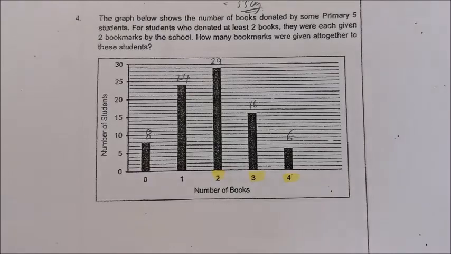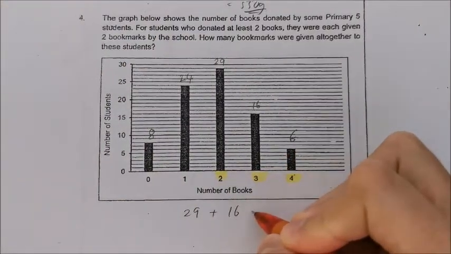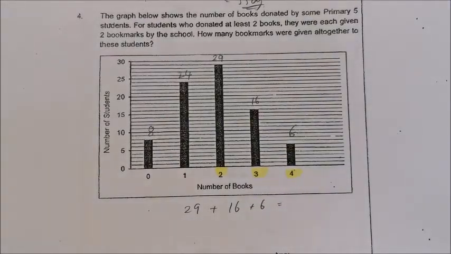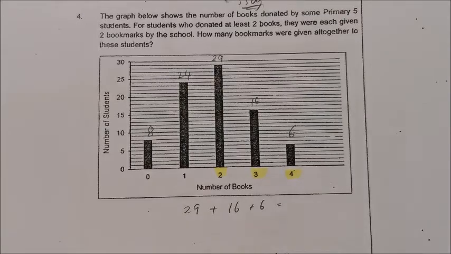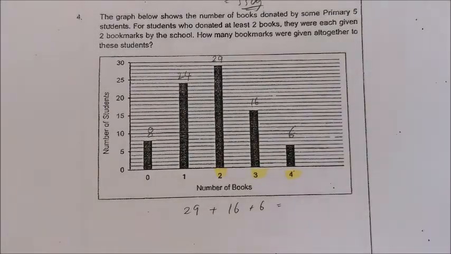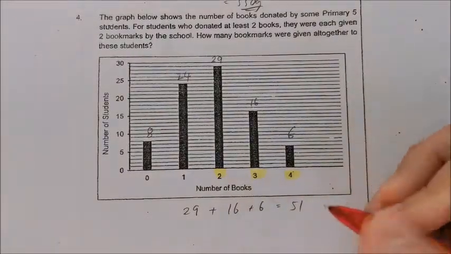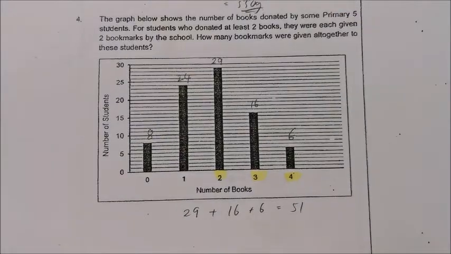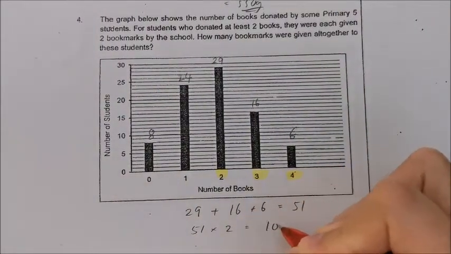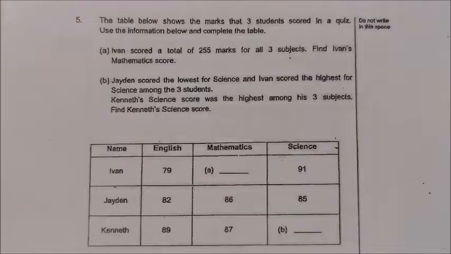Okay, that will be 29 plus 16 plus 6. That will give us, in this case, let me just recalculate, 51. Okay, 51 students donated at least two books. So each one of them will get 2 bookmarks, right? So 51 times 2, they will get a total of 102 bookmarks.